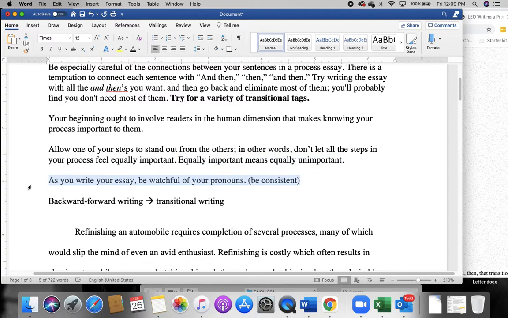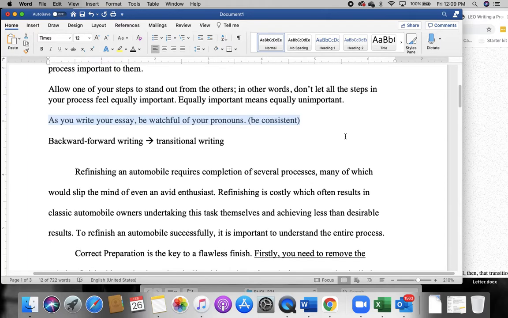The last thing they mention is to be careful of your pronouns, which is an important note. Their main cautionary warning here is to just be consistent, and I would tell you the same thing. Be consistent with your pronouns. If you're using I, the first person, stay in the first person. If you're using you, I believe this writer is using you, stay in the second person. If you're using the third person, stay in the third person.